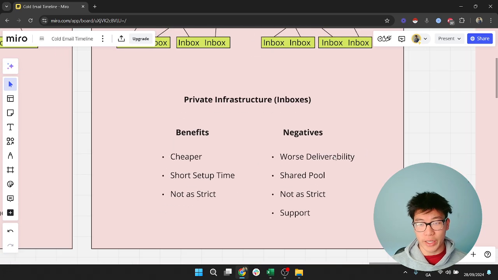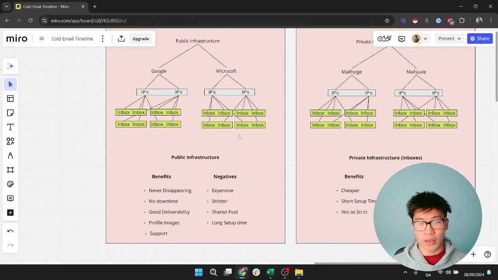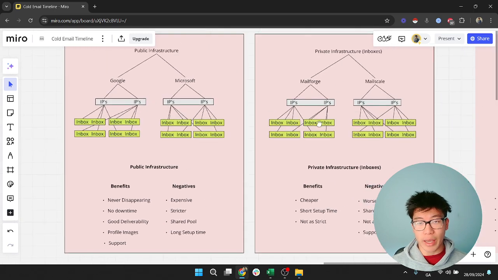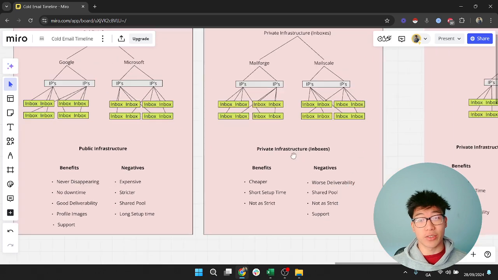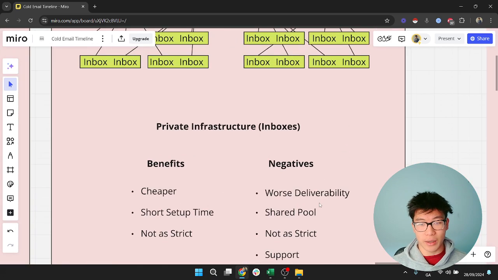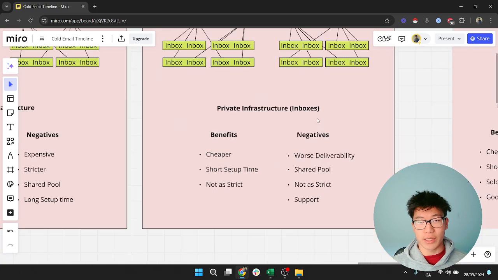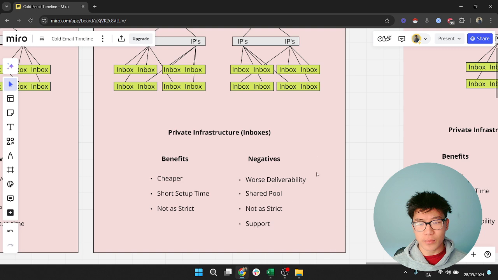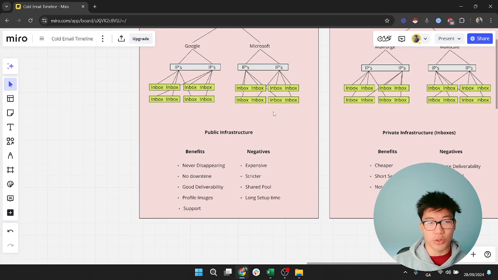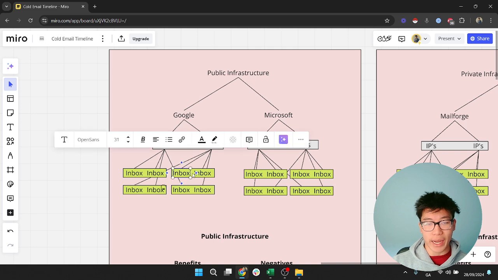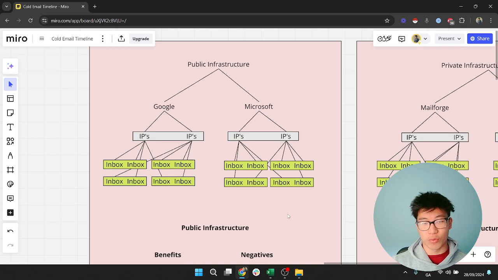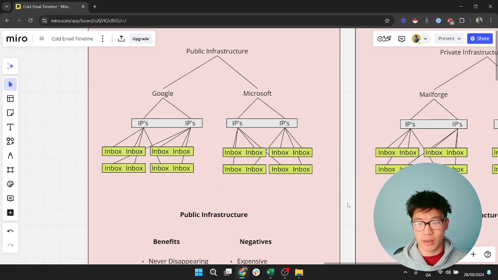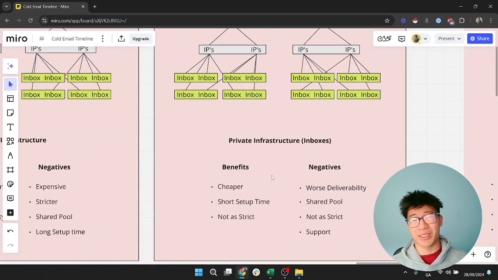So the negatives are you'll have worse deliverability, just because obviously these guys are the 90%, and if you're sending from this, you're not as trusted. And the other thing is, I'll get into it. So you have a shared pool, obviously, so you're sharing this with other people, and not as strict, which is also a negative, because the reason that these guys are so strict is because when there's a bad actor on a server, they can just remove them because they're strict on their policies, which means the server is kept kind of cleaner. And it's a positive and a negative.